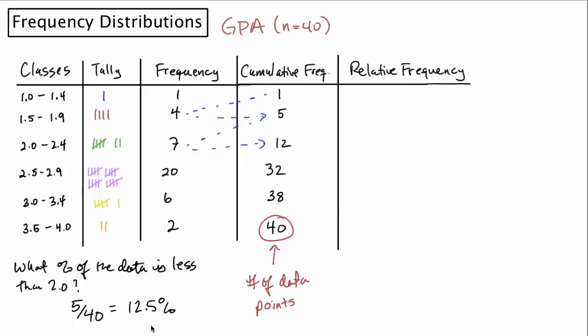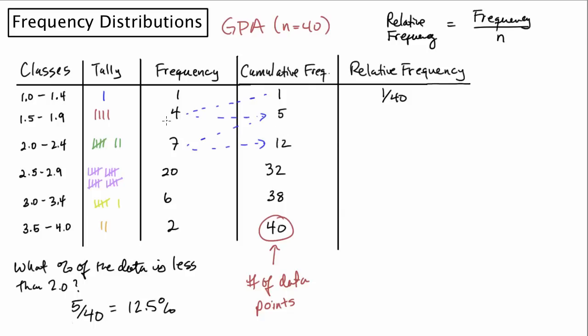Finally, on this last column, we have what's called the relative frequency. Let me just write a formula for it here. The relative frequency is basically the frequency for that row, or for that class, divided by the number of data points, which we call n. So here the frequency for this first row is 1. We divide it by n, which is 40, and so that has a relative frequency of 1/40th.